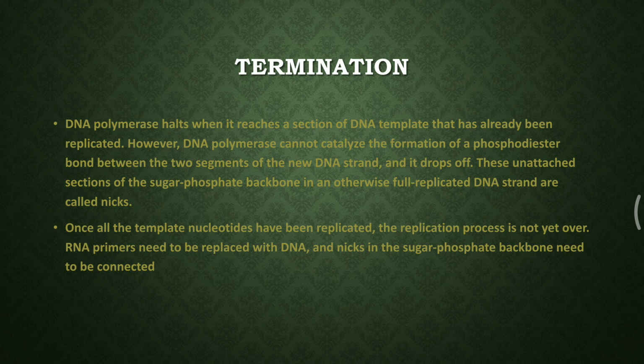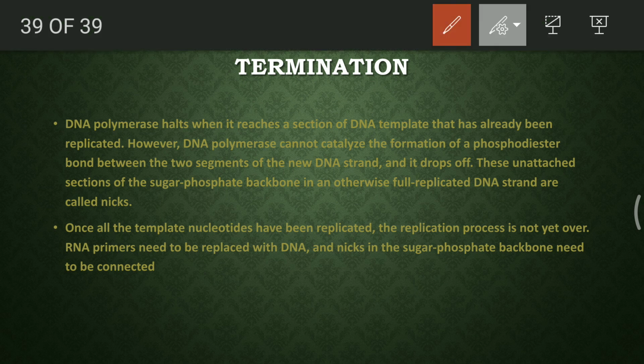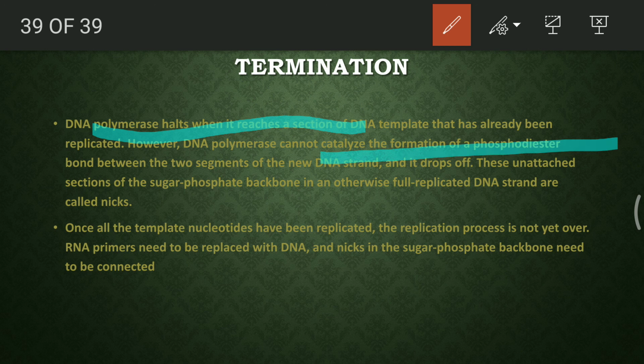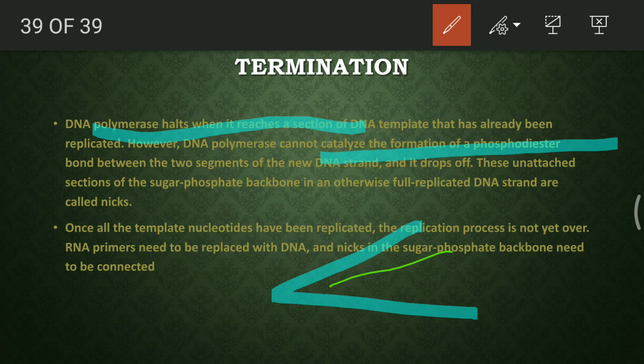Last is the termination step, where DNA polymerase halts. Where does it stop the process of DNA replication? It halts when it reaches a section of the DNA template that has already been replicated. DNA polymerase cannot catalyze the formation of a phosphodiester bond between the two segments of DNA strands, and it drops off. As soon as it reaches a sequence where complete synthesis has already occurred, the attached DNA polymerase falls off.